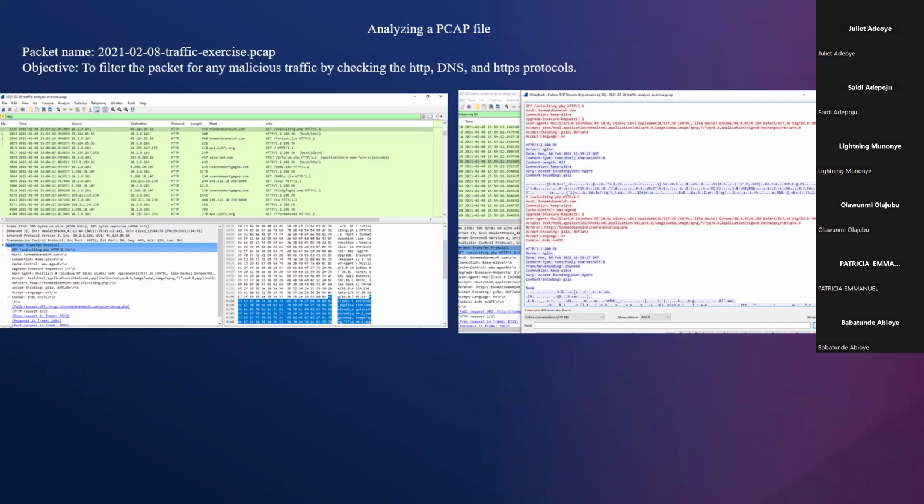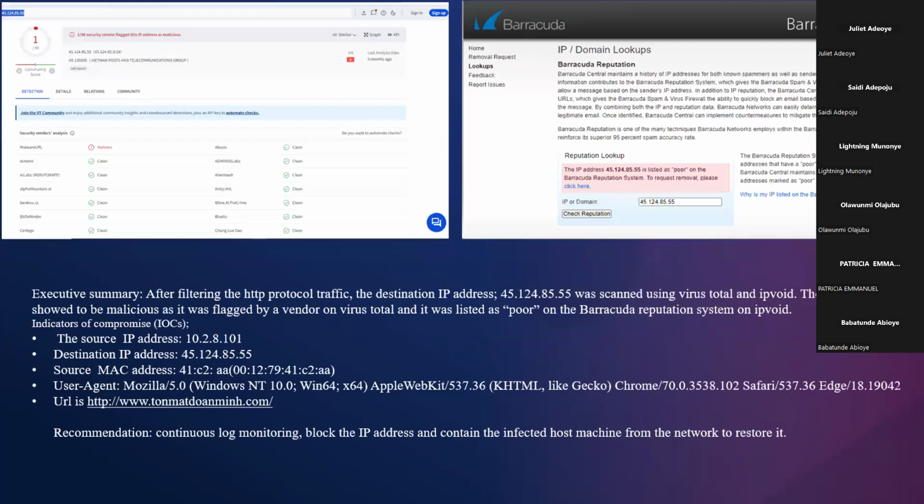This is me filtering the HTTP traffic to check if there's any malicious traffic passing through the network at that point in time. And this is what I came out with, me analyzing with VirusTotal and NSLOOKUP. And this is the executive summary. In a case where there's a malicious packet passing through the network, this is the executive summary of it, and the recommendation is that whenever there's a malicious packet passing through, we just need to isolate the system from other networks so it won't affect the major network.